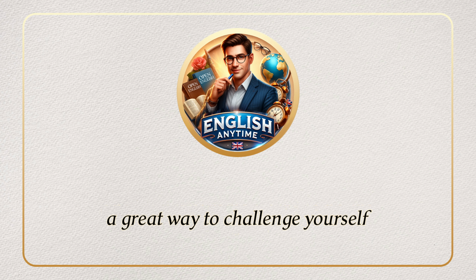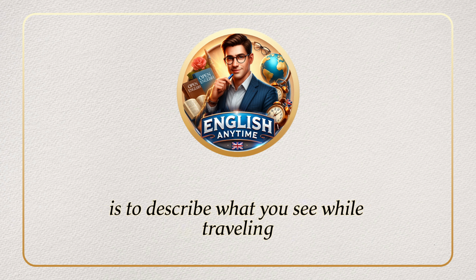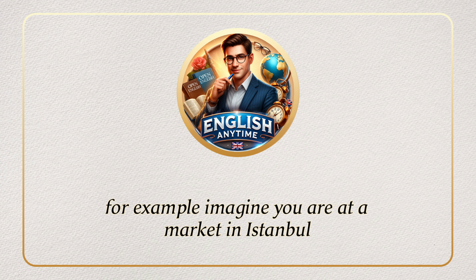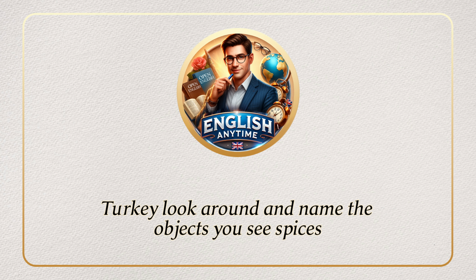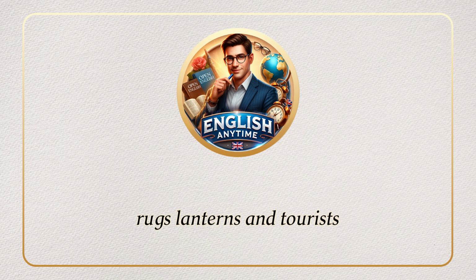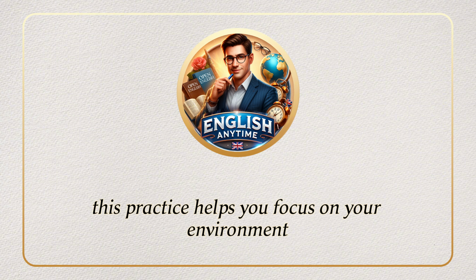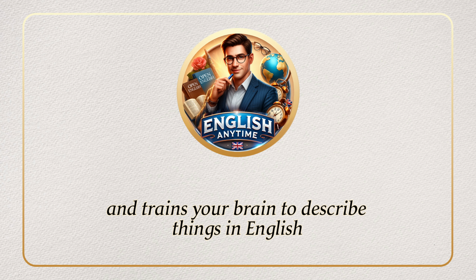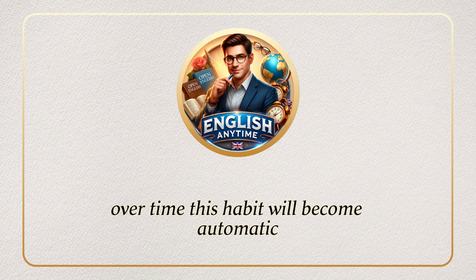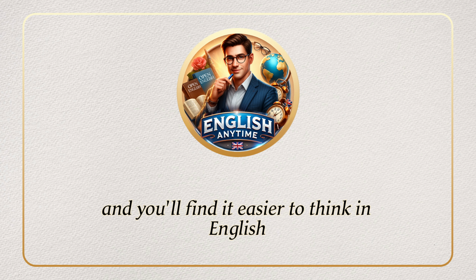A great way to challenge yourself is to describe what you see while traveling. For example, imagine you are at a market in Istanbul, Turkey. Look around and name the objects you see: spices, rugs, lanterns, and tourists. This practice helps you focus on your environment and trains your brain to describe things in English. Over time, this habit will become automatic, and you'll find it easier to think in English.